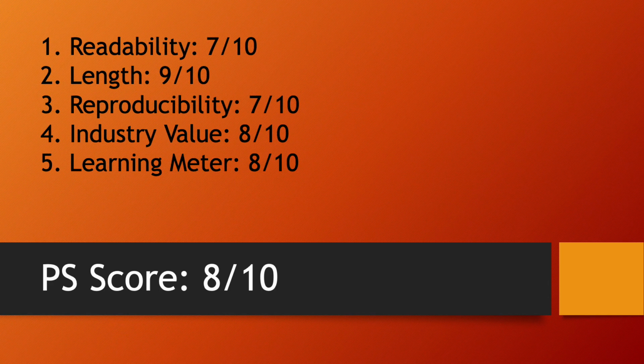Now let's give this paper a PS score. Overall, it's a bumpy read with some super dense parts because of code and math, so it gets 7 out of 10 on readability. With 12 pages, it scores 9 out of 10 on length. Reproducibility will be a bit challenging, so it gets 7 out of 10. Industry value and learning meter are decent, so it gets 8 out of 10 each. Overall PS score is 8 out of 10.